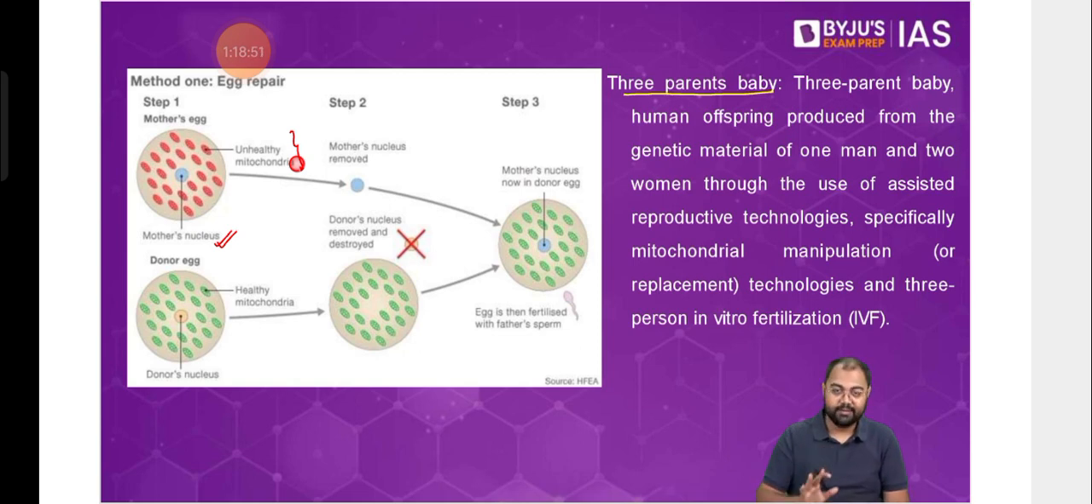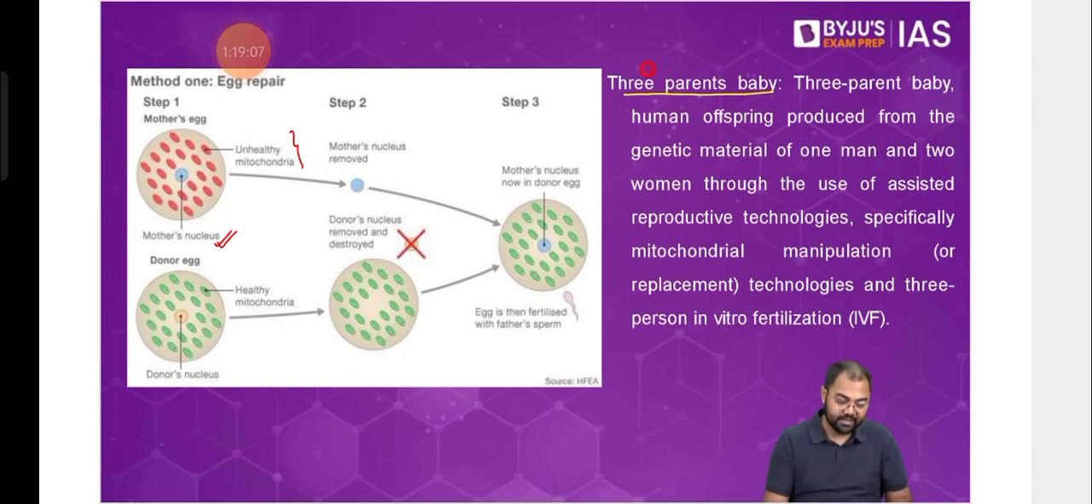They're not transferred to the child, but the mother's mitochondria get transferred to the child. So if the mother's mitochondria are diseased in any way, then those diseased mitochondria will also be transferred to the child. To prevent this, we have the concept of the three-parent baby, where there will be one donor, and the donor would donate the mitochondria, so that any mitochondrial defect, any mitochondrial disease can be taken care of.